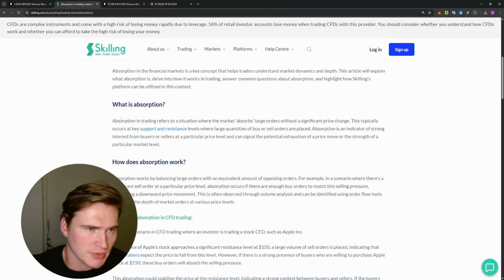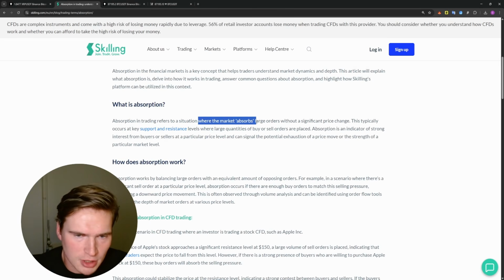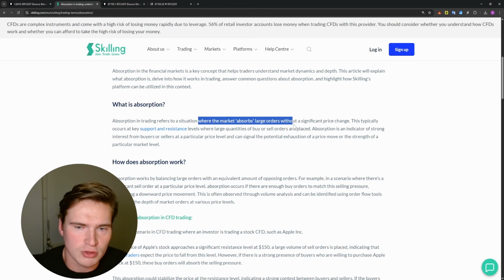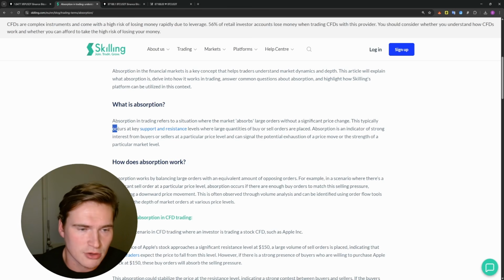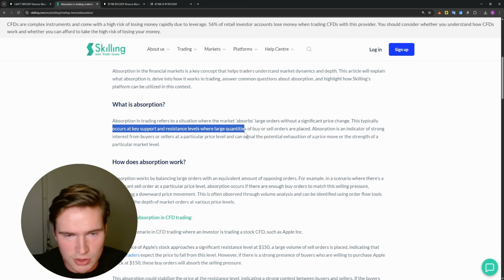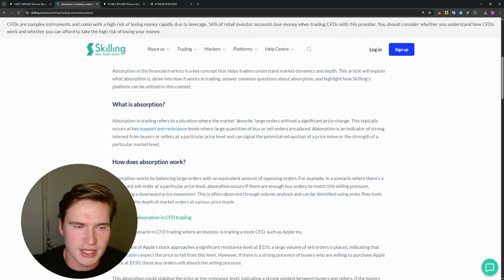Absorption is generally defined as the situation where the market absorbs large orders without a significant price change. This typically occurs at key support and resistance levels where large quantities of buy and sell orders are placed. Absorption is an indicator of strong interest from buyers or sellers at a particular price level and can signal the potential exhaustion of a price move or strength of a particular market level.